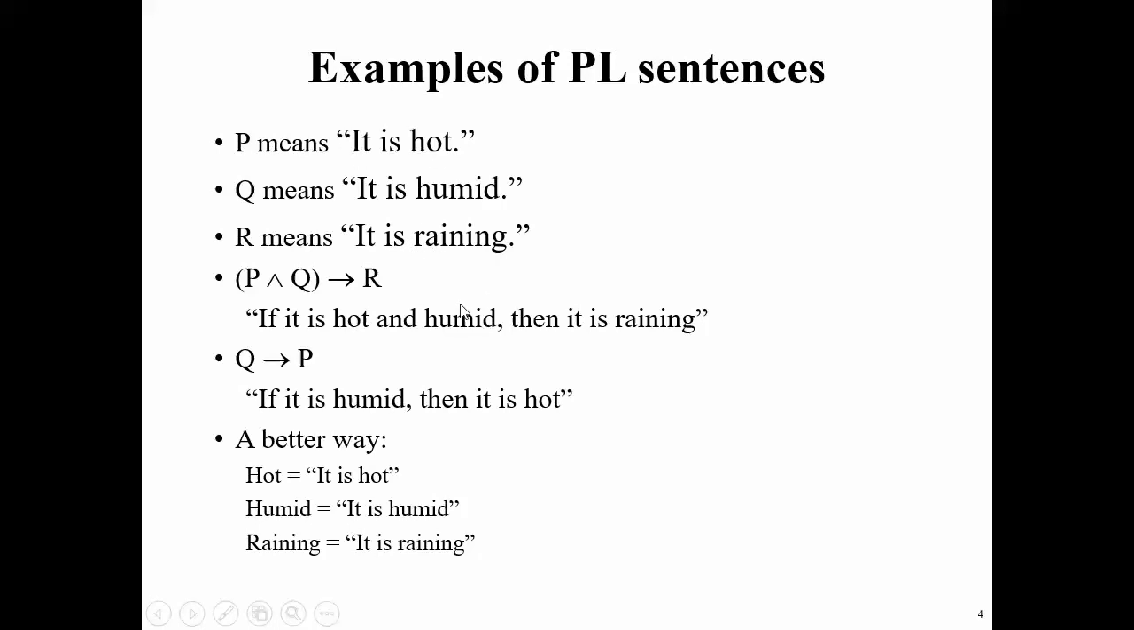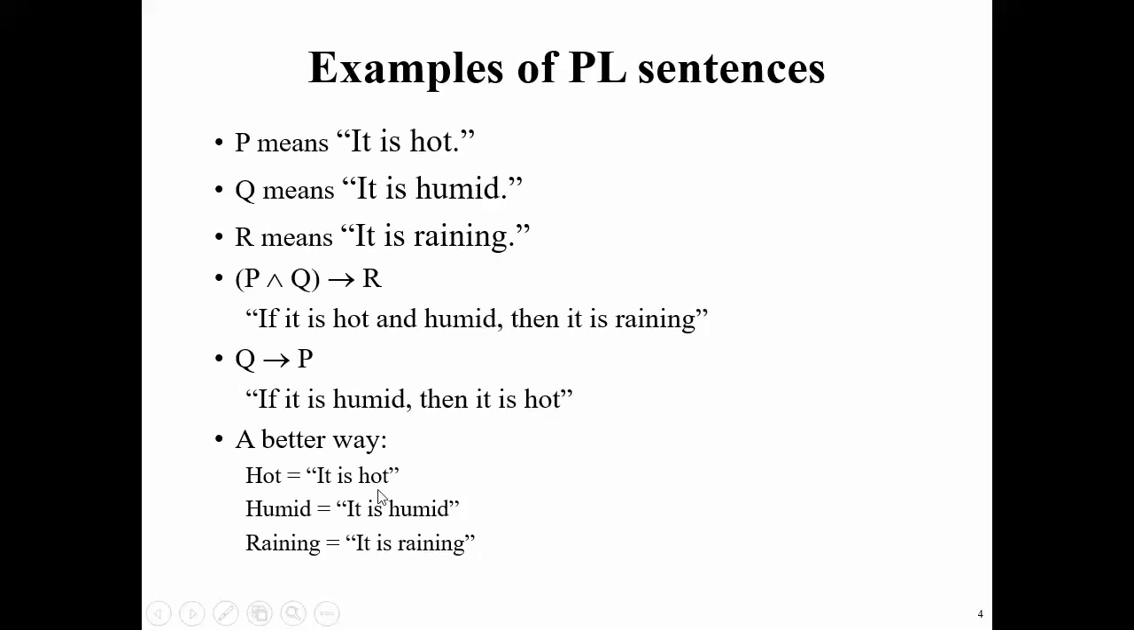How are you going to represent these sentences in propositional logic? It is hot and it is humid, then it is raining. So P represents hot and Q represents humid. If these two conditions happen, then the result is raining. In this way we represent propositional logic sentences. Q implies P also means if it is humid then it is hot. So this is also one type of representation of propositional logic.